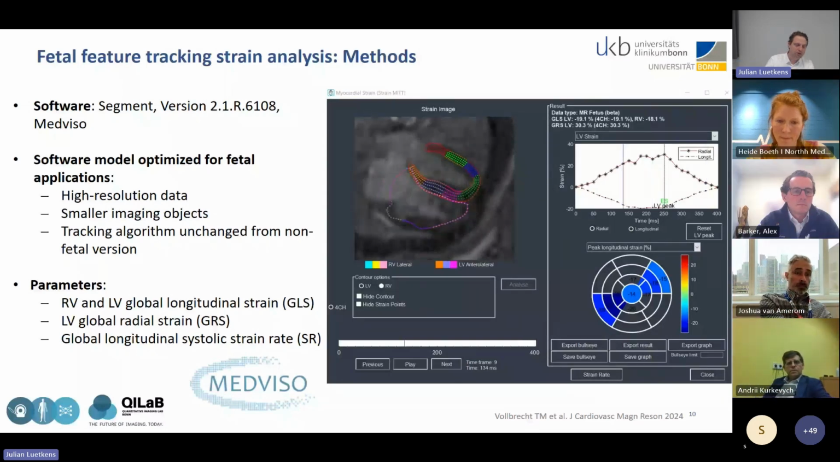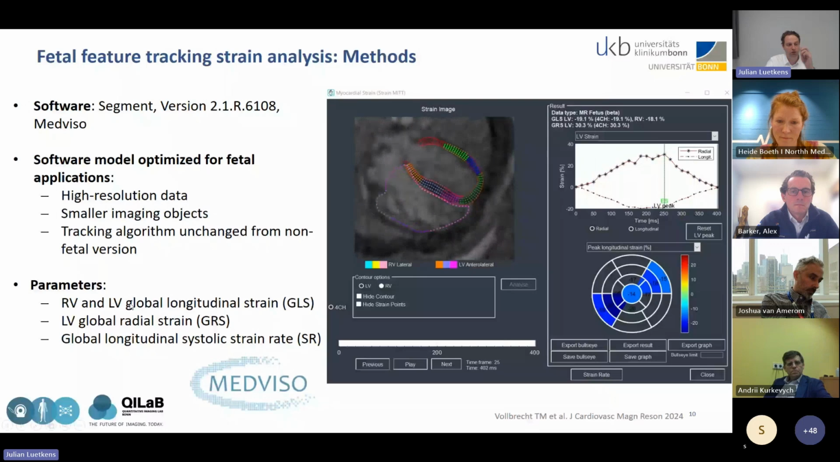What kinds of parameters can you get out of this software? You can get parameters like right ventricular and left ventricular global longitudinal strain. You can get the radial strain, and you can also get some information about the longitudinal systolic strain rate.